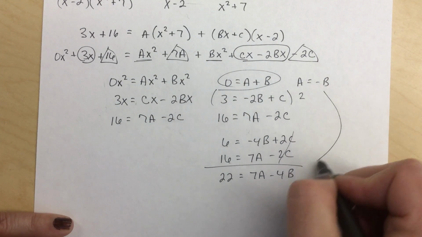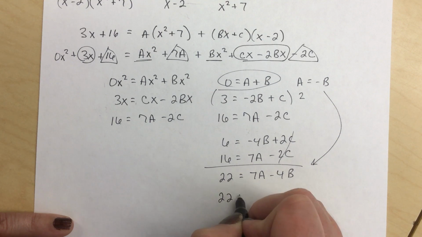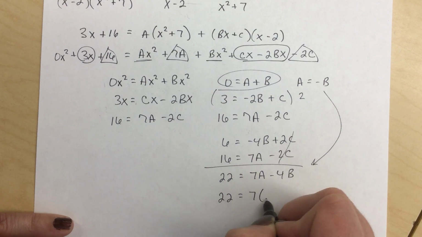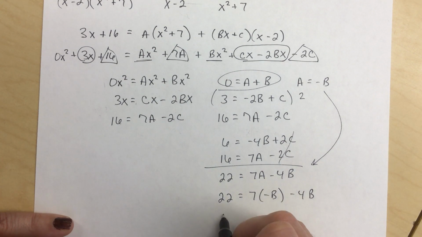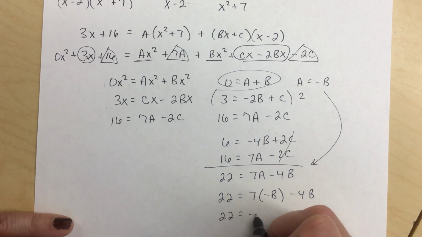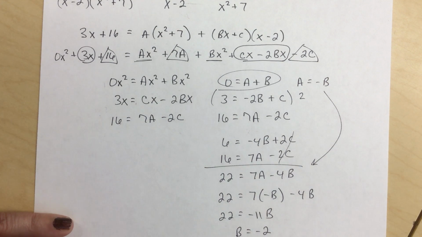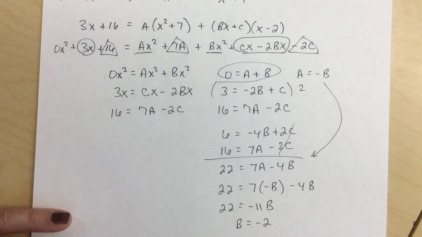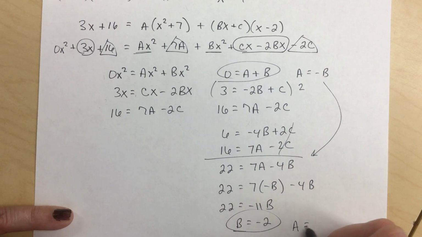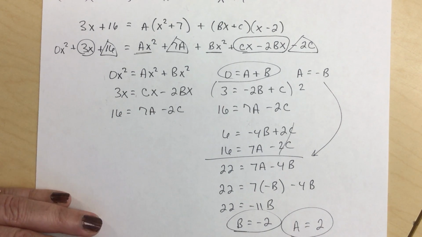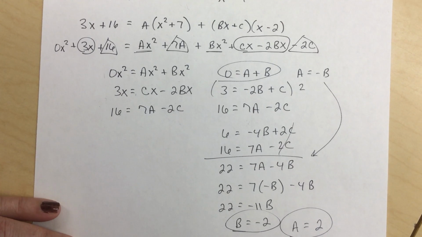So if I plug that into this equation, I get 22 equals 7 times negative b minus 4b. So 22, this is negative 7 minus 4, negative 11b. So b is negative 2. And if b is negative 2, that means a must be positive 2. Not too bad, is it?